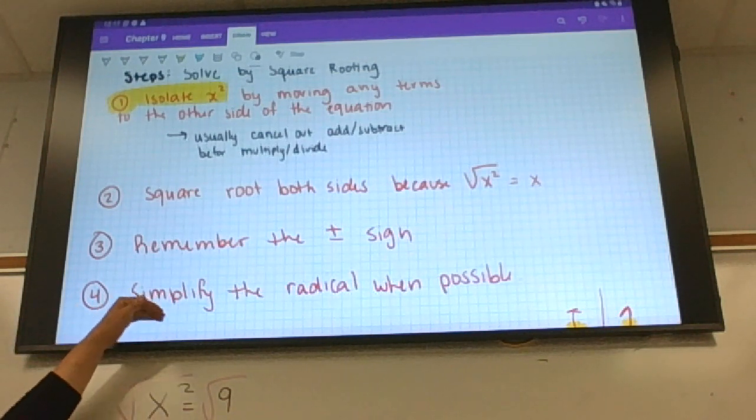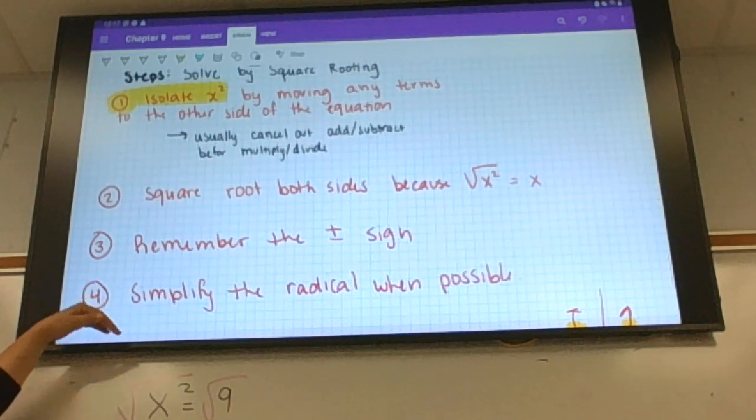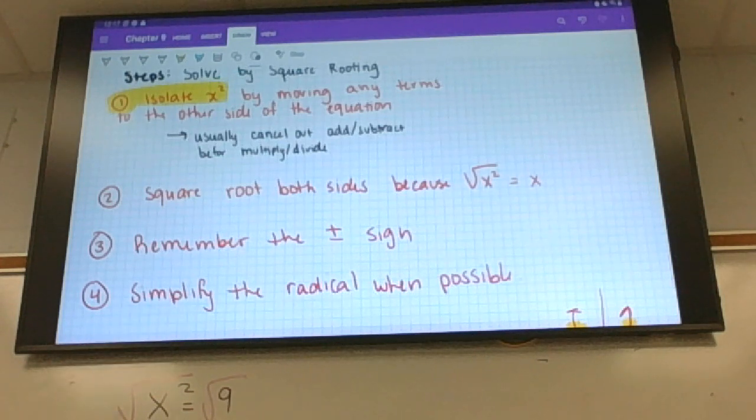This last step is what we've been working on for 3 days. Simplify when possible. So the whole reason we've been simplifying is for the last step of solving. It's just one little step of solving.